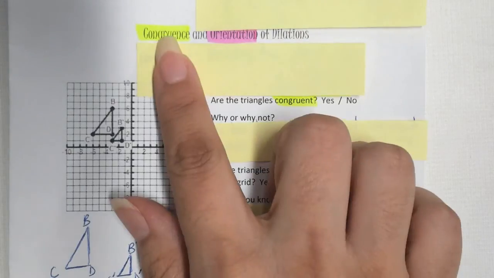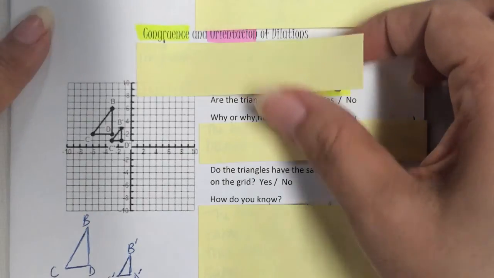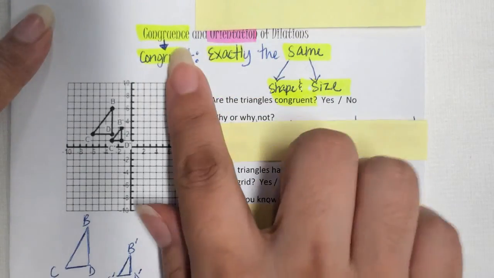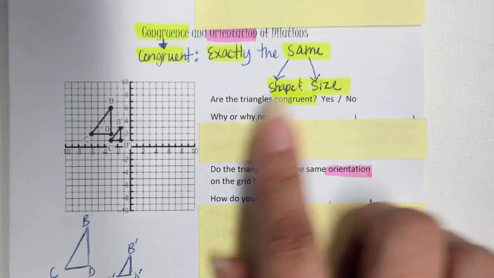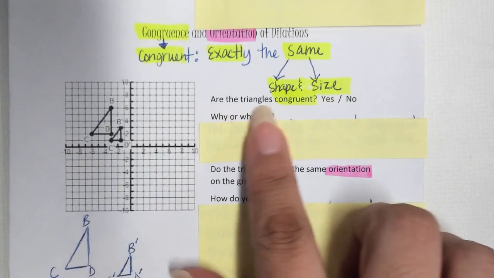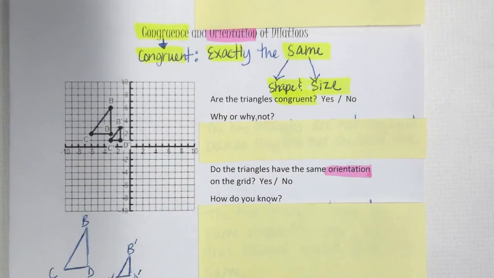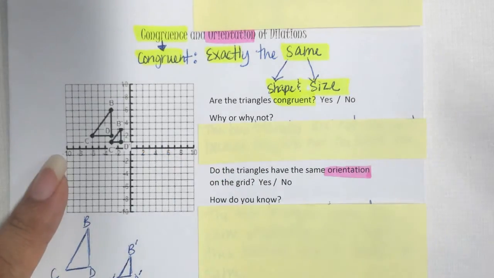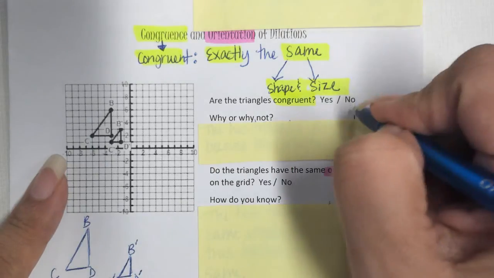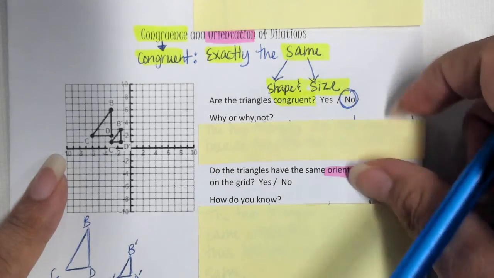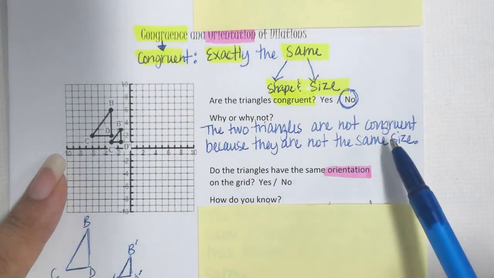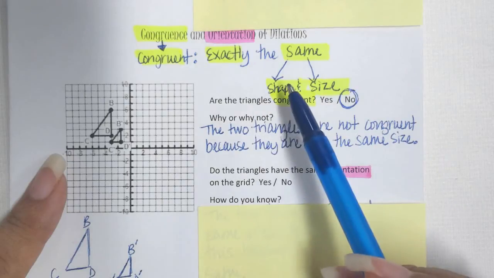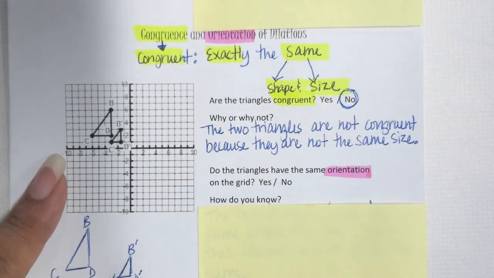Now let's talk about congruence. Another word for congruence is congruent. Congruent means exactly the same shape and size. If I'm looking at these two triangles and it's asking, are the triangles congruent? Even though they are exactly the same shape, they're not the same size. So these are not congruent. I'm going to say the two triangles are not congruent because they are not the same size. Remember, they have to be the same shape and size in order to be congruent.